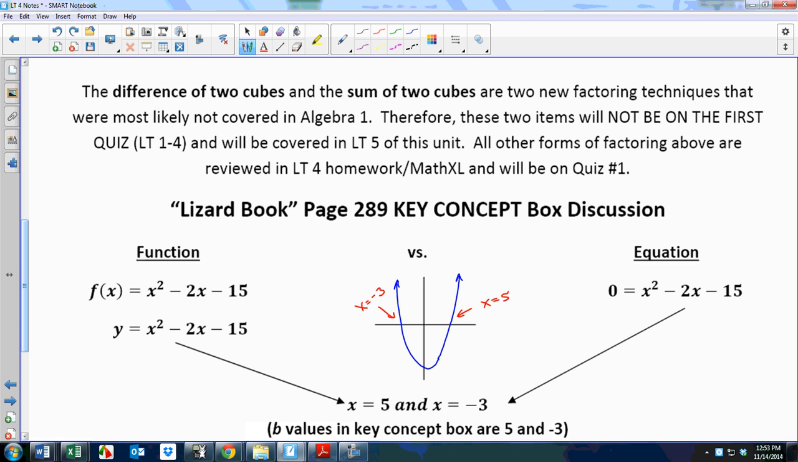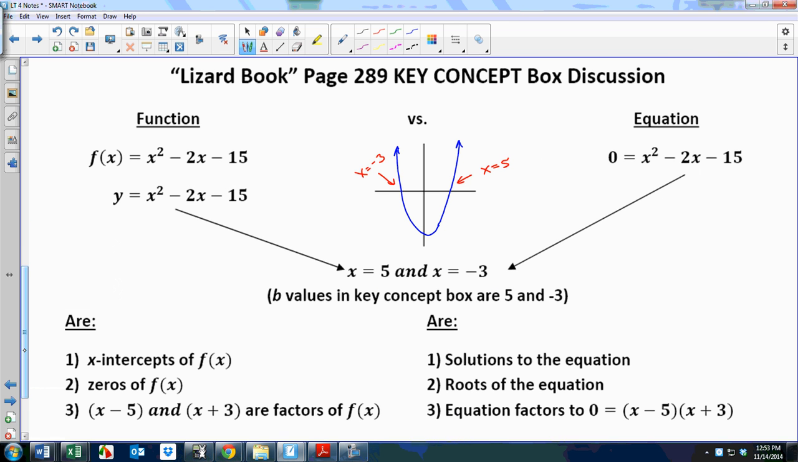So now, -3 and 5. On the left, if it's a function that you're talking about, y equals or f of x equals that quadratic, then -3 and 5 are called x-intercepts and they are called zeros. Vocabulary, that's all I'm emphasizing, because I really think that's a major player in what's causing you to miss some questions on the test. You look at the question, you're not really sure what it's asking, okay?